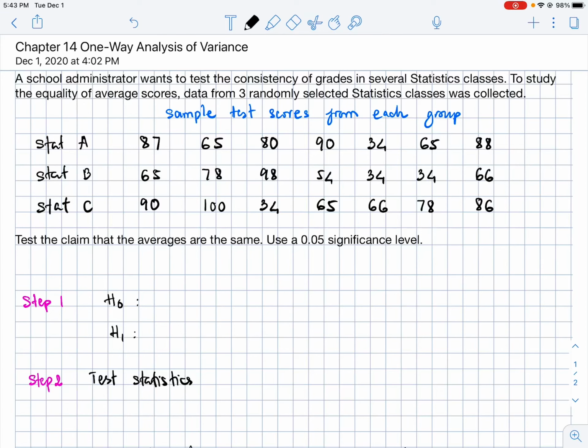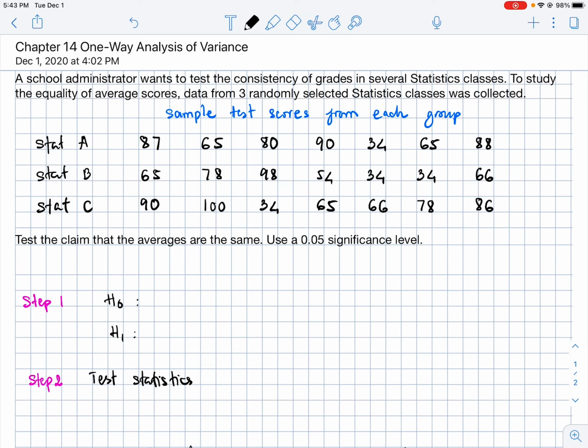Chapter 14. One-way analysis of variance. Example. A school administrator wants to test the consistency of scores in several statistics classes to study the equality of average scores. Data from 3 randomly selected statistics classes was collected.